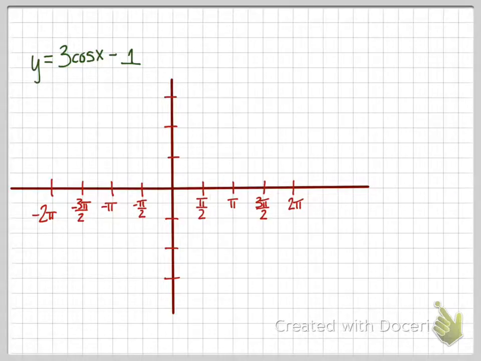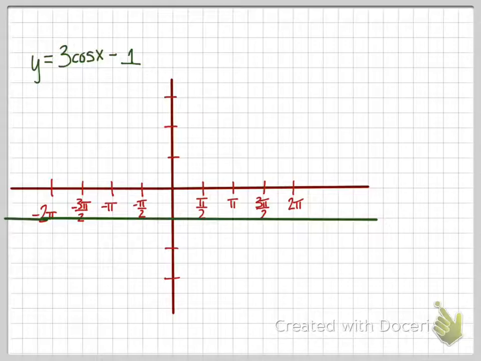Okay, so now that we've talked about what amplitude and what vertical shift does, let's look at the cosine and see what happens when we make changes to the cosine, because we haven't graphed that yet. First of all, if I had y equals 3 cosine x minus 1, I would have a vertical shift that is down one space. So the first thing that I'm going to do is draw my new median line down one space from the origin. Okay, and now what I want to do is think about amplitude.